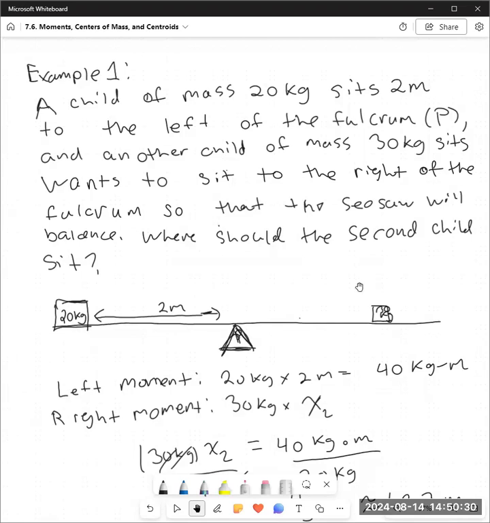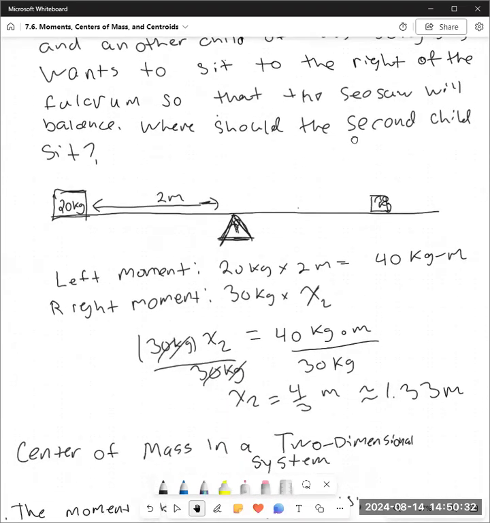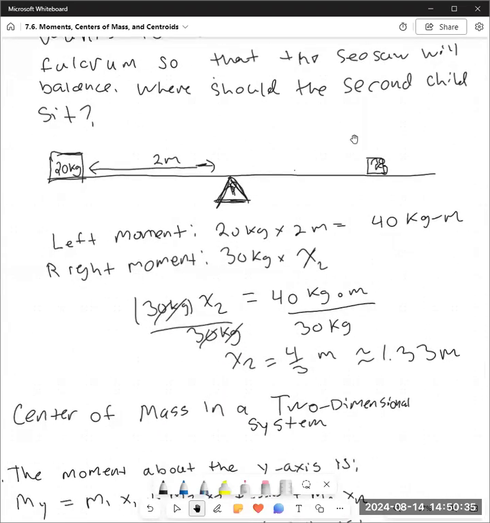So let's go ahead here and see how this is going to work. Our left moment, which is the lighter child, the one with less mass, is going to be 20 kilograms times 2 meters, which gives me a left moment of 40 kilogram meters. The right moment is going to be 30 kilograms times x, which we don't know.